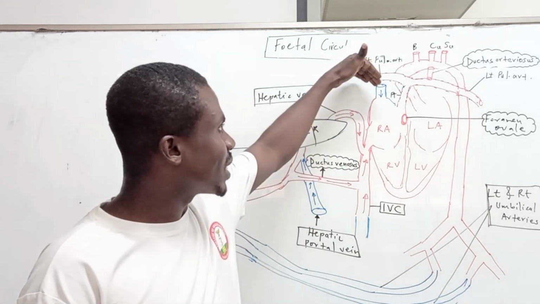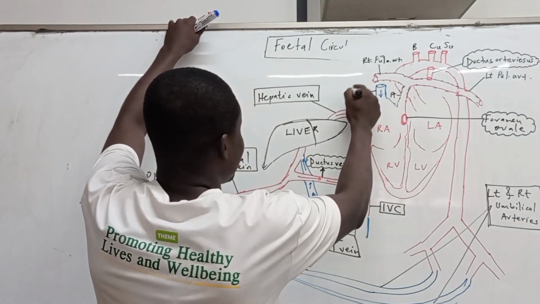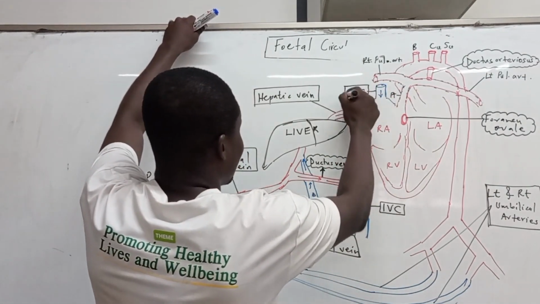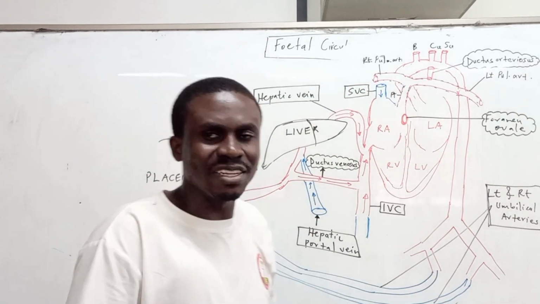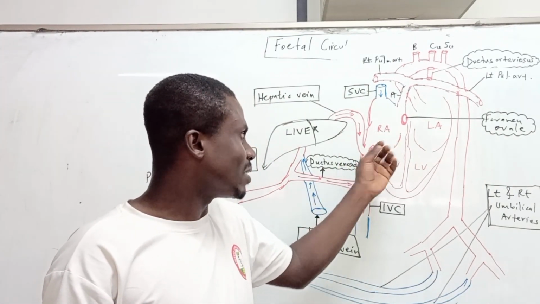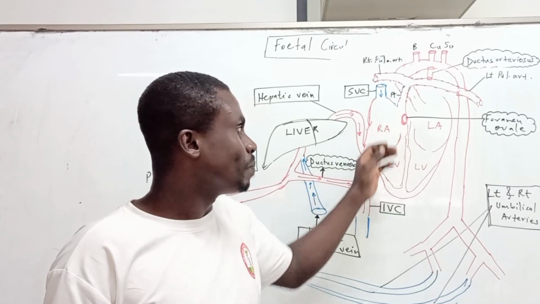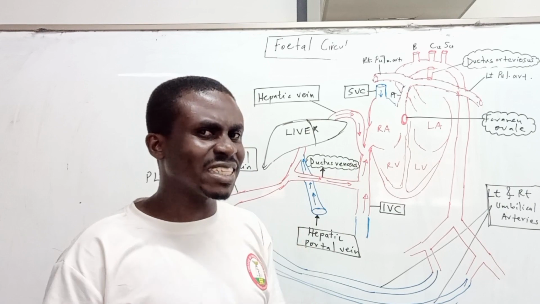Don't forget the superior vena cava too. This is the SVC, the superior vena cava. There's some oxygen-poor blood coming from the head region. It's just not that marked, so it blends with the rest, and eventually we still have oxygen in the blood. Now the point here is that the lungs are not fully functional.